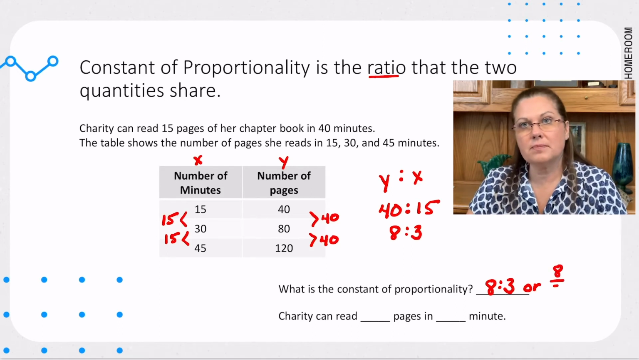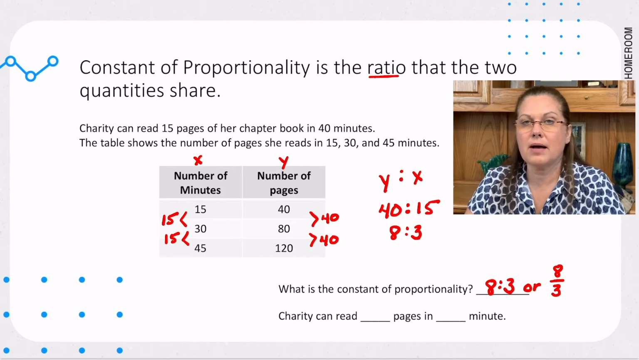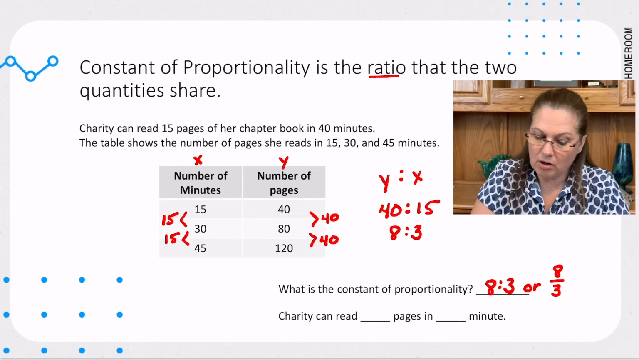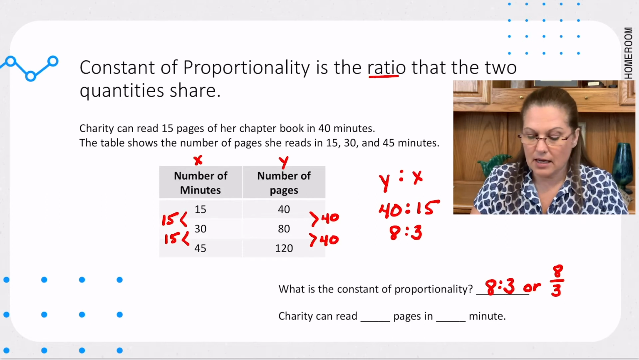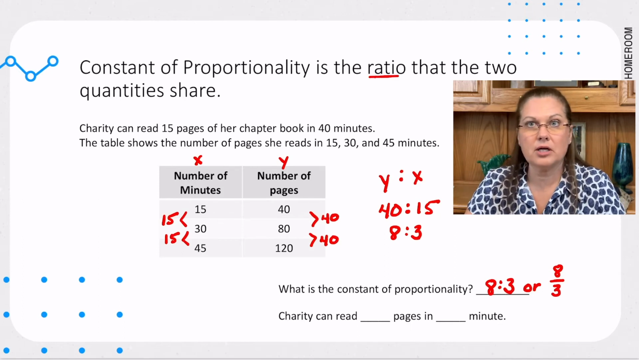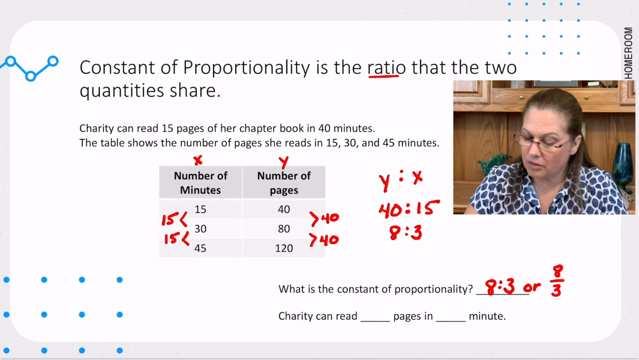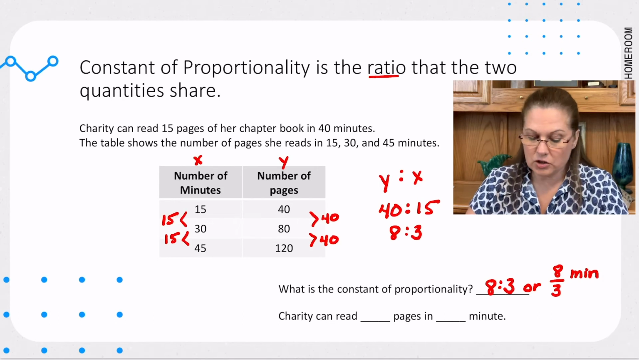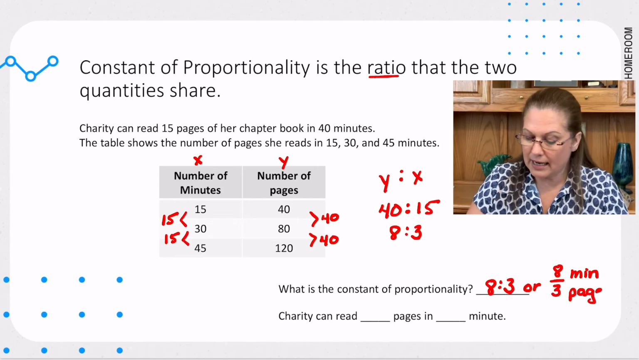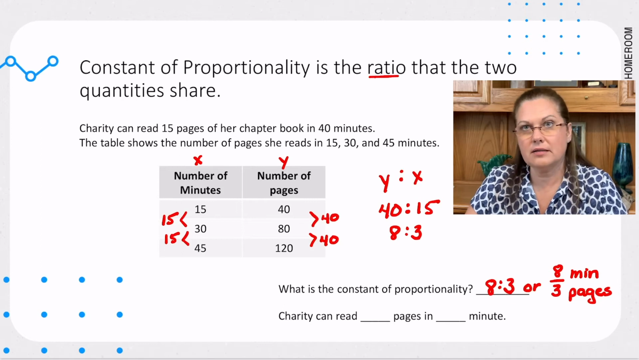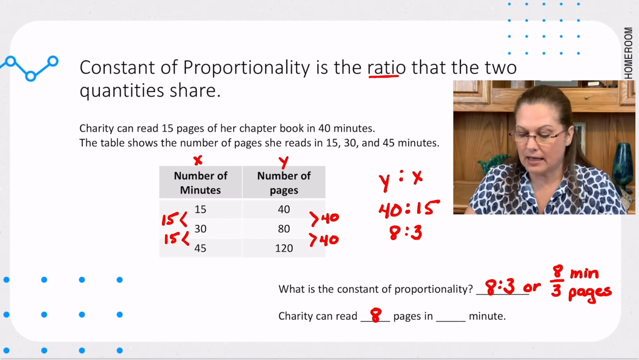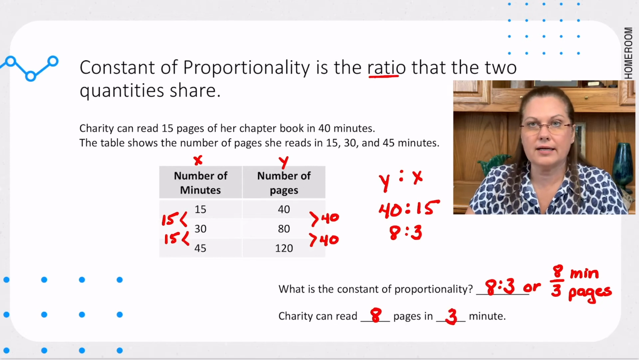Now, these particular positions actually tell us something about our situation. Remember, our x value is the number of minutes, and our y value is the number of pages. So we can actually start putting labels on these. So I can say 8 minutes, and our 3 is going to be pages. So I can actually say Charity can read 8 pages in 3 minutes. So our constant of proportionality is 8/3, or 8 to 3.